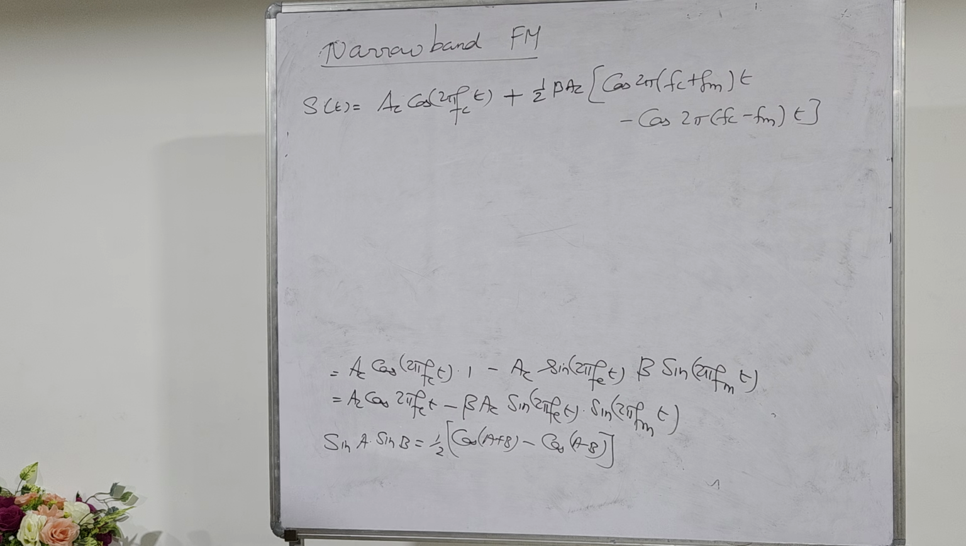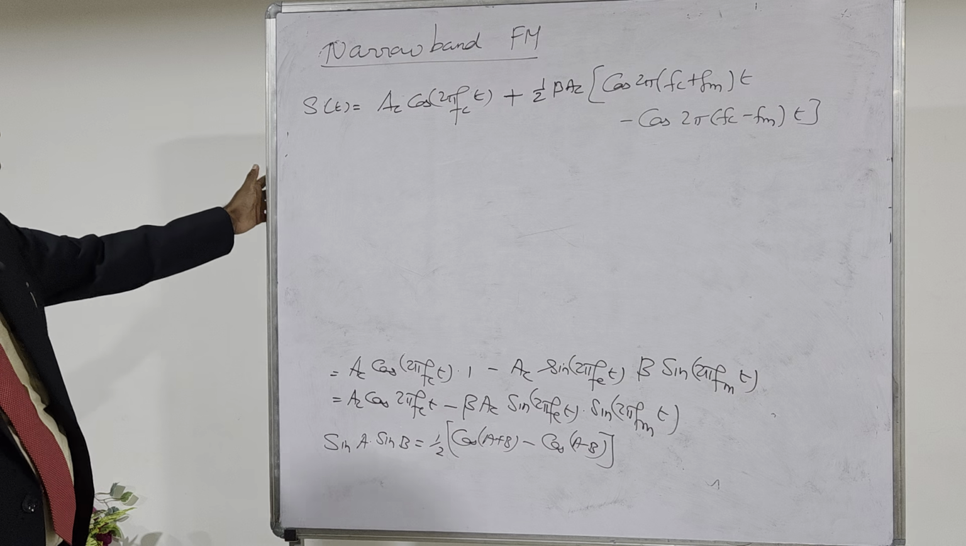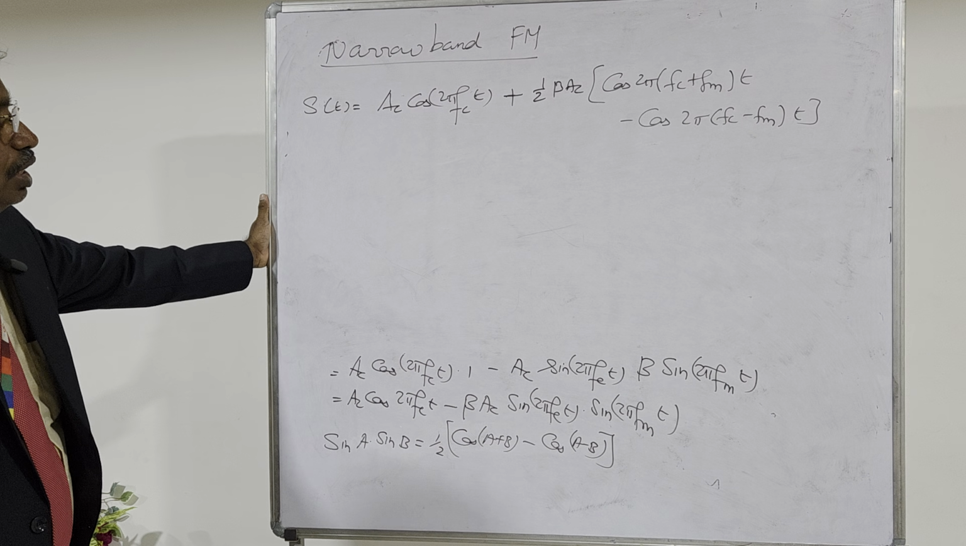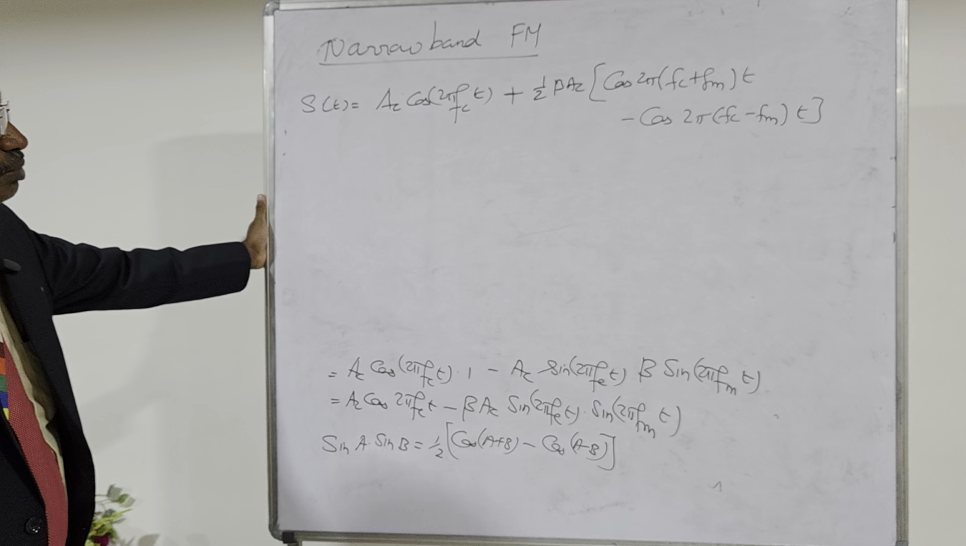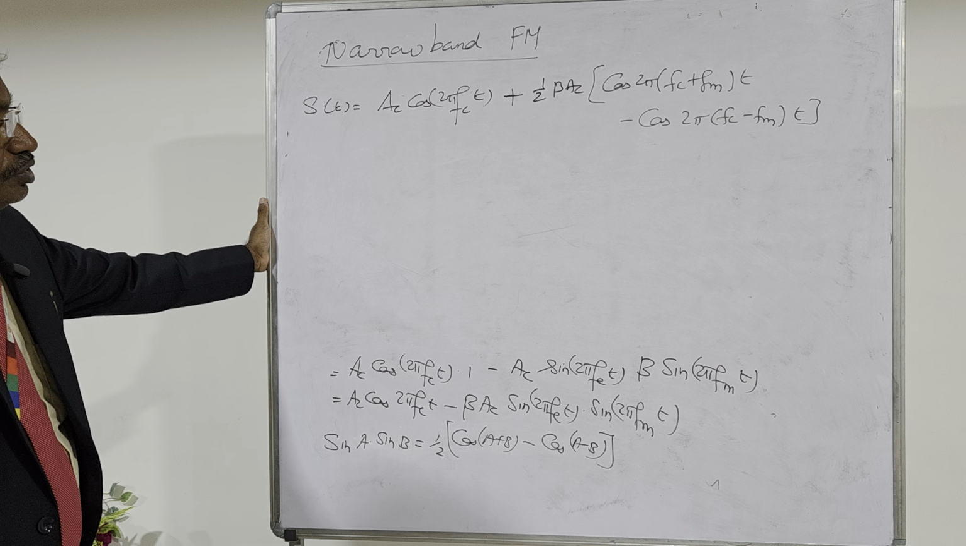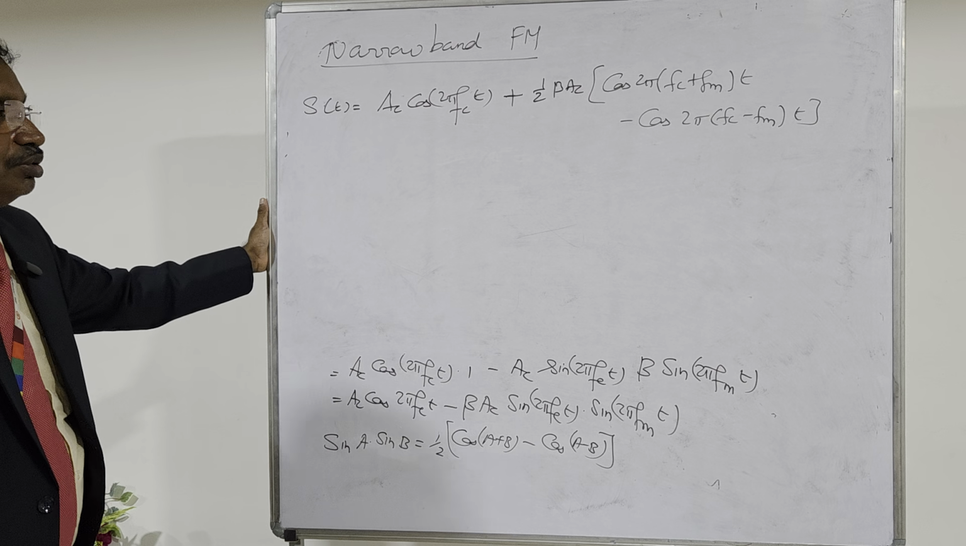So by using the trigonometric relation, we are writing this as s(t) = Ac cos 2πfct + (1/2)βAc [cos 2π(fc + fm)t − cos 2π(fc − fm)t]. Right? So now we have to plot the spectrum of the signal.